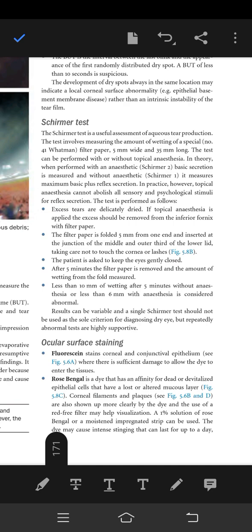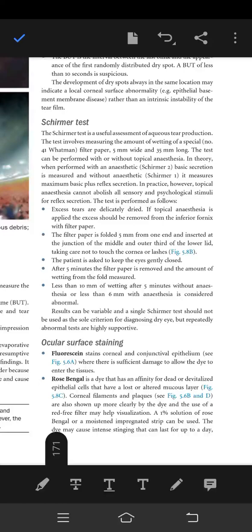फिल्टर पेपर, ये एक न्यू पॉइंट है कि पहले जो एक्सेस टीयर्स हैं उनको ड्राई कर लिया, जो टॉपिकल एनेस्थीसिया अप्लाई किया तो एक्सेस शुड बी रिमूव्ड फ्रॉम द फोर्निक्स विद द फिल्टर पेपर. फिल्टर पेपर इज़ फोल्डेड 5 mm फ्रॉम वन एंड, उसको रख देते हैं आंख के अंदर इन द मिडल एंड द आउटर थर्ड ऑफ द लोअर लिड, और टेकिंग केयर नॉट टू टच द कॉर्निया और लैशेस.